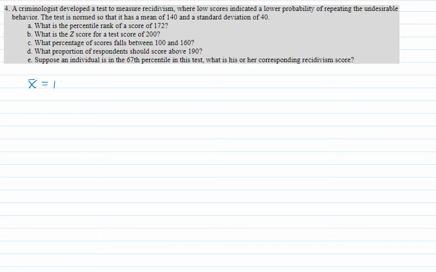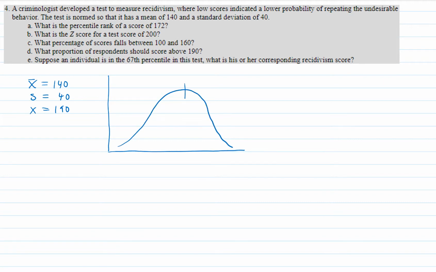X bar, again, equals 140. Our standard deviation is 40. And we want to know the number of people, the proportion of people who score above 190. So x is going to equal 190. In this case, again, critical, draw out the problem, and we're looking for, this time, the folks that scored out in this area above a raw score of 190.